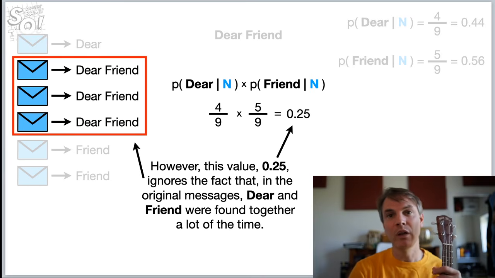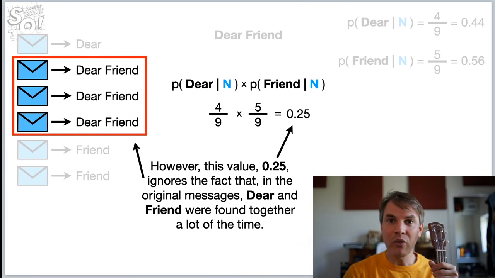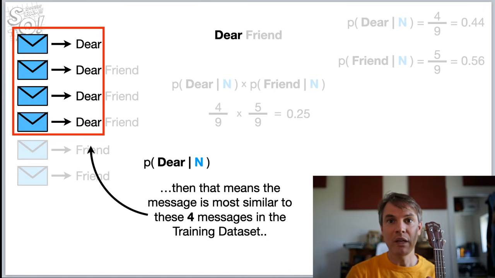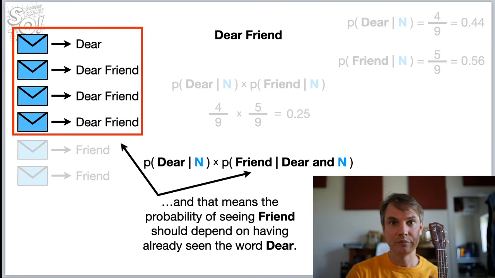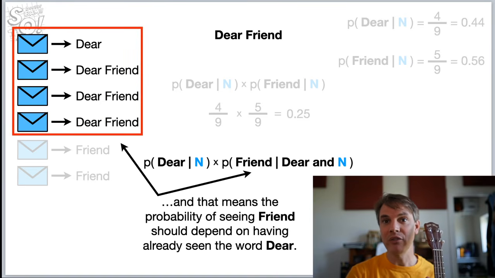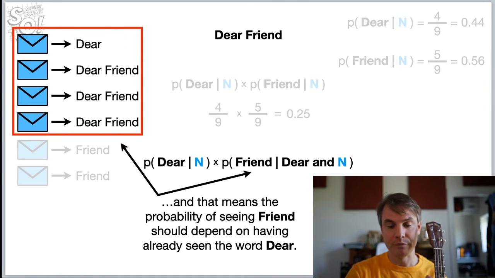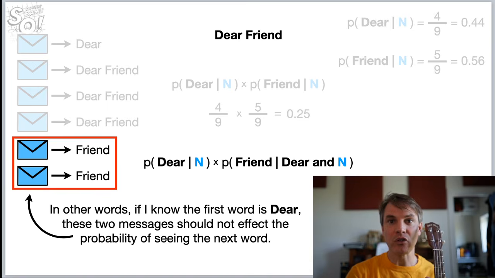However, this value, 0.25, ignores the fact that in the original messages, dear and friend were found together a lot of the time. In other words, if you tell me that the first word is dear, then that means the message is most similar to these 4 messages in the training data set. And that means the probability of seeing friend should depend on having already seen the word dear. In other words, if I know the first word is dear, these 2 messages should not affect the probability of seeing the next word.